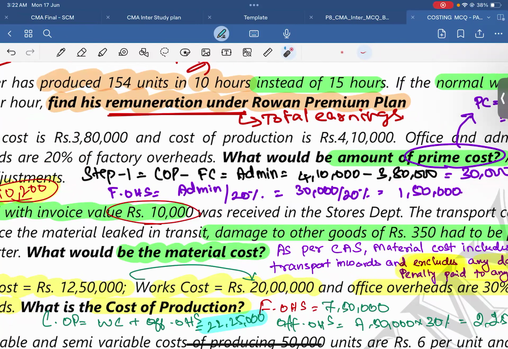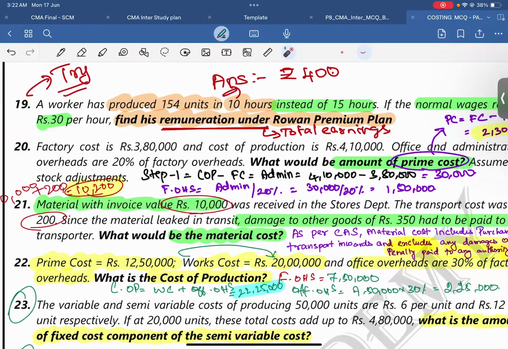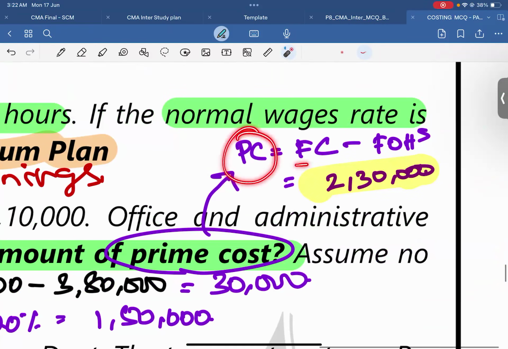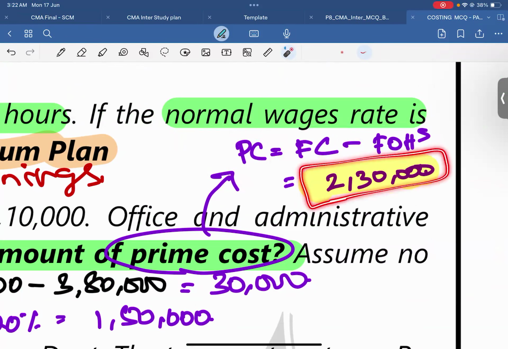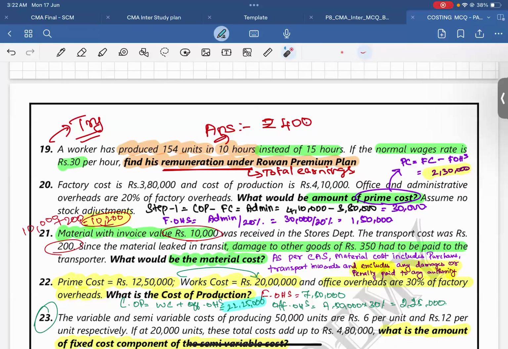Okay, so factory overhead is done. The step before that, prime cost, is arrived at from factory cost by subtracting the factory overheads. You will get 2 lakh 30,000 as your prime cost. The answer is 2 lakh 30,000.